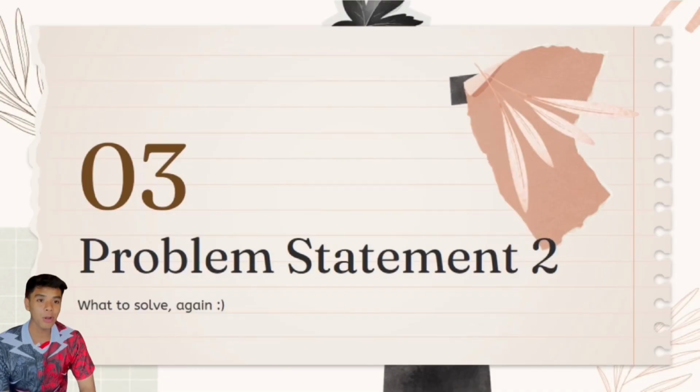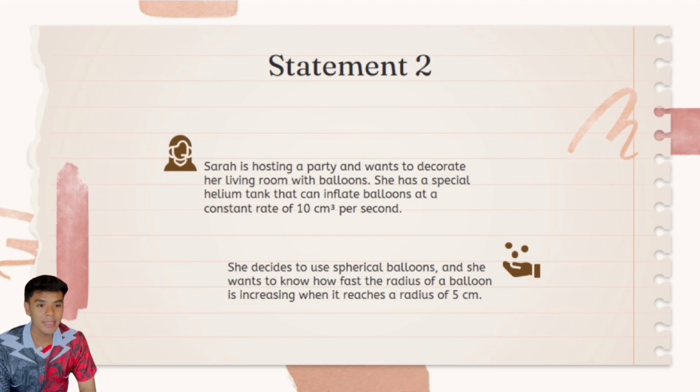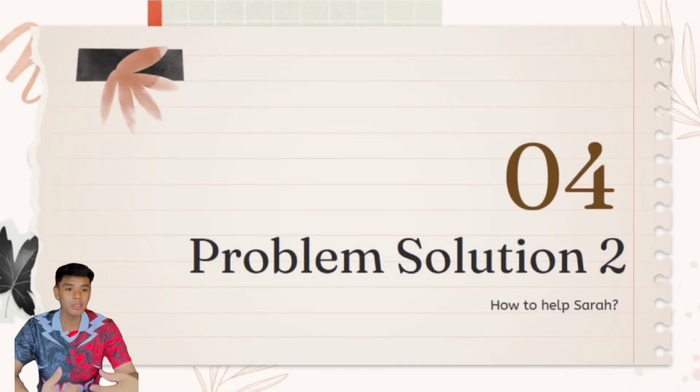So we go to problem statement 2, which is Sarah is hosting a party and wants to decorate her living room with balloons. She has a special helium tank that can inflate balloons at a constant rate of 10 cm³ per second. She decides to use spherical balloons and she wants to know how fast the radius of a balloon is increasing when it reaches a radius of 5 cm. So, how to solve it?